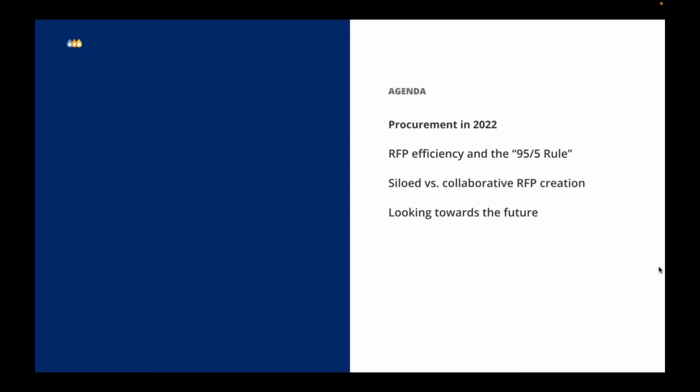On that note, this is the flow for today. We'll be looking at procurement right now as it stands, and we'll really go through RFP efficiency and the 95/5 rule. We'll then focus on siloed versus collaborative RFP creation, and then we'll end with a forward look towards the future.